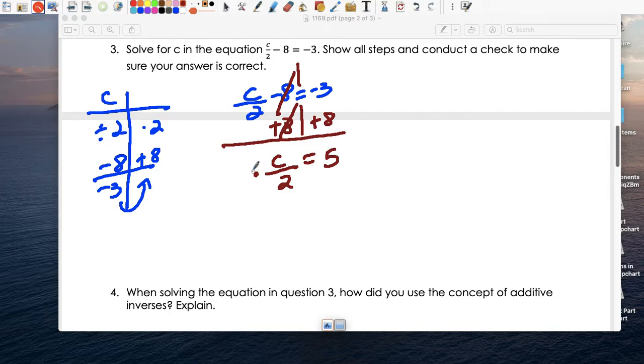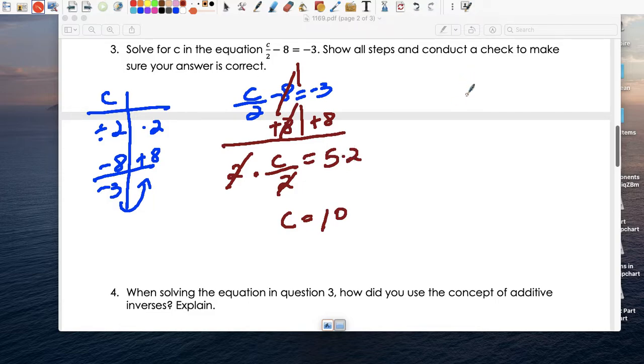And then let's multiply this by 2. Multiply this by 2. Just like the previous problem, this 2 and this 2 simplify to 1 and 1. And 1 times c is just c. And 5 times 2 is 10. So apparently the number I started with was 10.